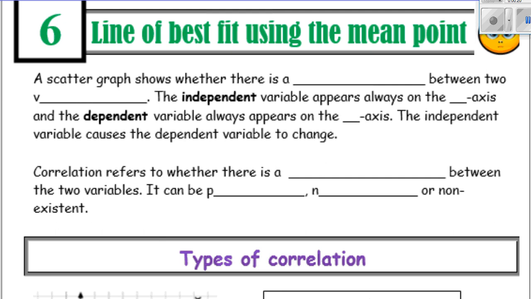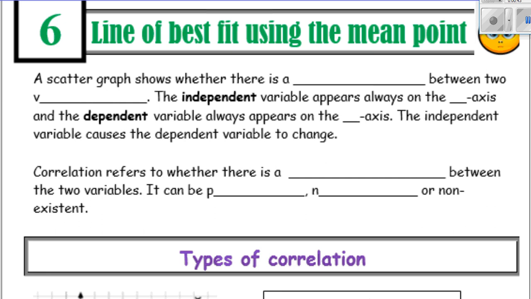And the mean point is a special coordinate, and the x-coordinate is the mean of all the x values, and the y-coordinate is the mean of all the y values. And so you then need to plot that extra coordinate, and you need to make sure that the line of best fit goes through that mean point. That's exactly what the examiners are looking for. So let's go to the beginning of this lesson.